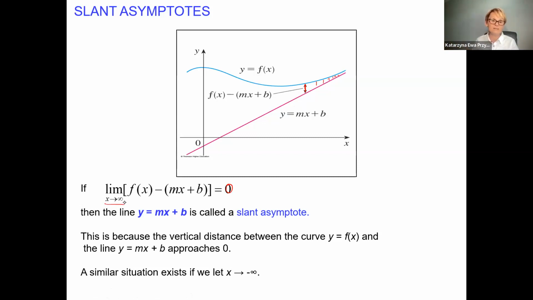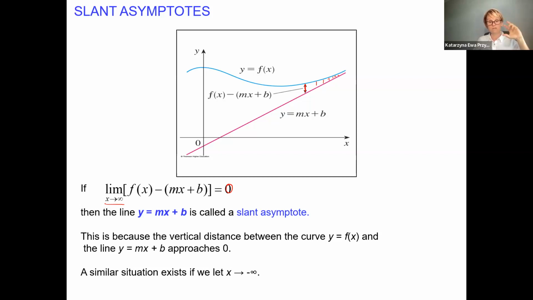That's the definition. But now, how can we find this mx plus b, the line that will represent the slant asymptote? We have a nice method because we will only look at rational functions, okay? The ratio of two polynomials.